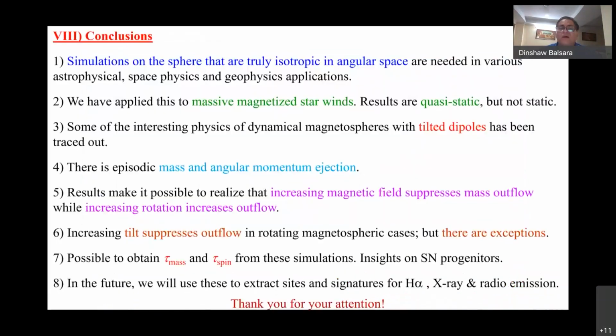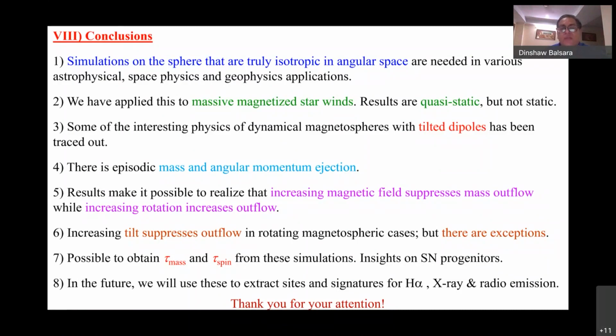And with that, if there are no further questions, I would like to move on to my conclusions, which is to say that we've achieved an ability to simulate spherical systems, which is very interesting and could apply to a lot of astrophysics, space physics, and geophysics applications. And we've studied in detail the massive magnetized star winds. We've found quasi-static solutions, namely not static, but quasi-static. We've also studied the tilted dipole case, namely the case where the magnetic dipole axis can make all angles relative to the rotation axis. And we've studied the physics of mass and angular momentum ejection in this situation.